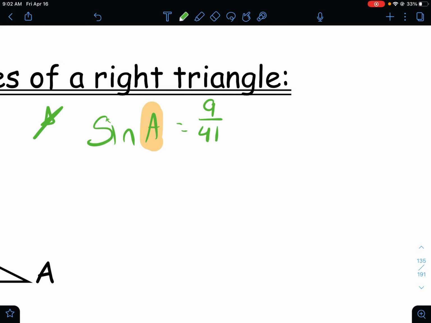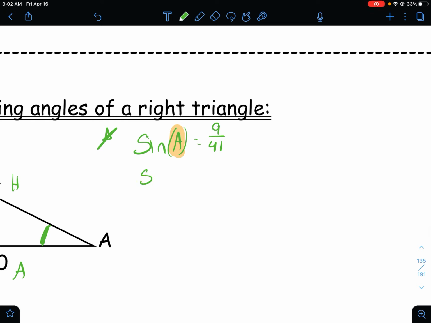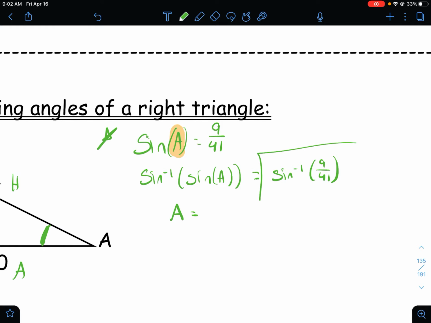I have to try and get this A by itself. Well, how do I get the A by itself? I can't divide by sine because the A is inside of that function. So we have to use something called sine inverse. We're going to use the inverse trig functions. If you do sine inverse of sine of A, it undoes the sine. And remember, what you do to one side, you have to do to the other. So we have to do the sine inverse of this side. Since the sine inverse undoes the original sine, the A is now by itself.